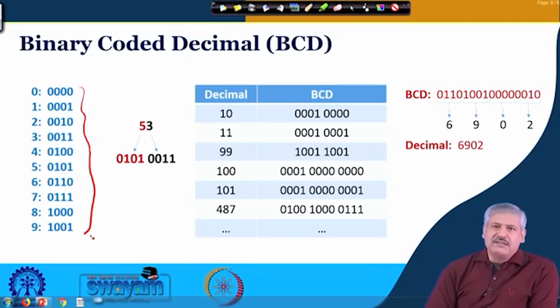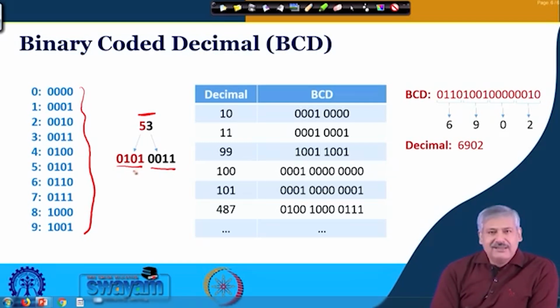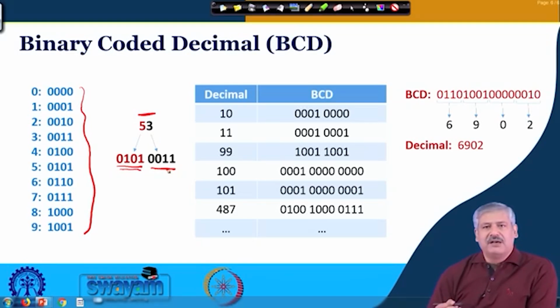And that is for one digit. If you have got a 2-digit decimal number, say 53, how do you represent it in BCD? So, 5 we represent as 0101, and 3 is represented as 0011. So, the BCD coded 2-digit decimal number 53 will look like a 8-bit binary number 0101 0011. If it is binary coded decimal, the corresponding decimal is 5 and 3. It is a group of 4 bits that you have to take.